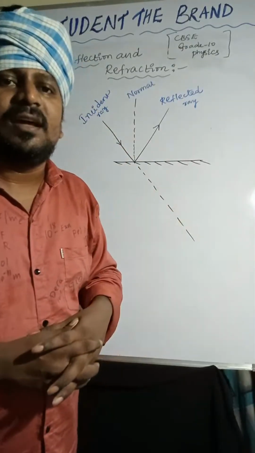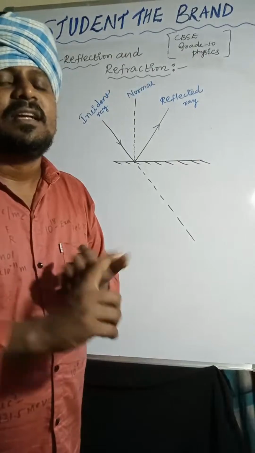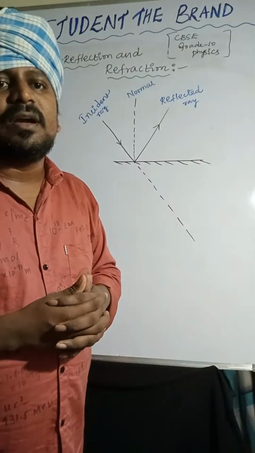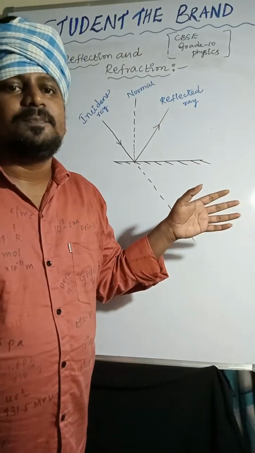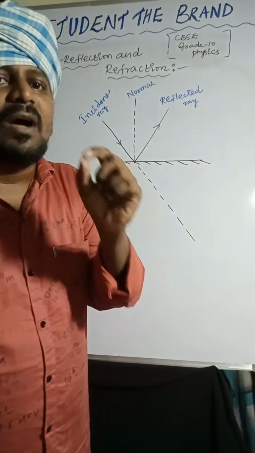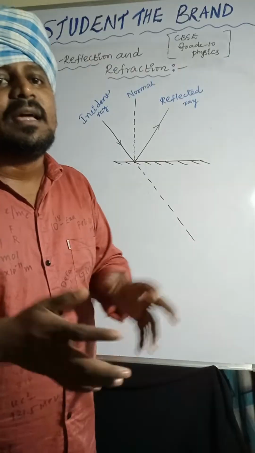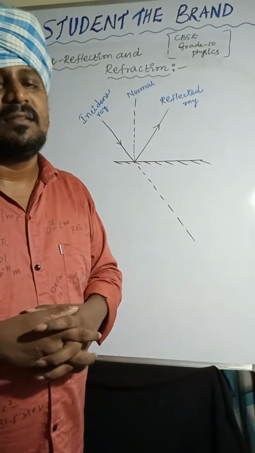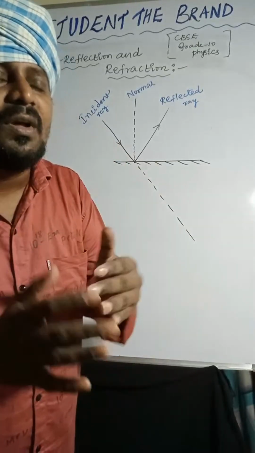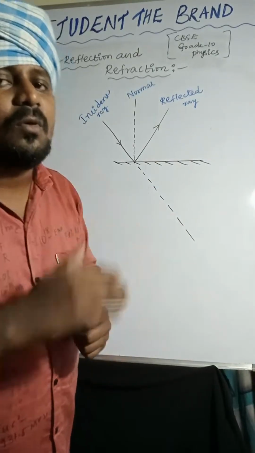There are seven properties of light: rectilinear propagation of light, refraction, diffraction, interference, polarization, photovoltaic effect, like that. Among those, one property is rectilinear propagation of light. That means light moves in a straight line path, that too in a homogeneous medium.